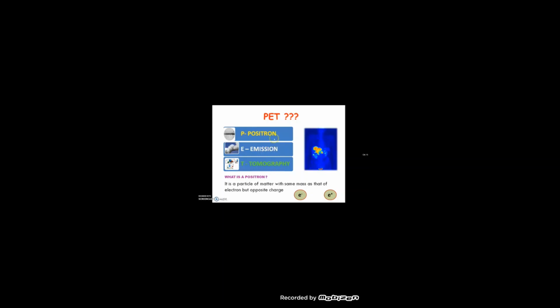Let us first understand what is positron. Basically, it is a particle of matter with the same mass as that of an electron but opposite charge. You know that an electron has a negative charge, and an electron with a positive charge is called a positron, and this positron is used for imaging in the PET scanner.